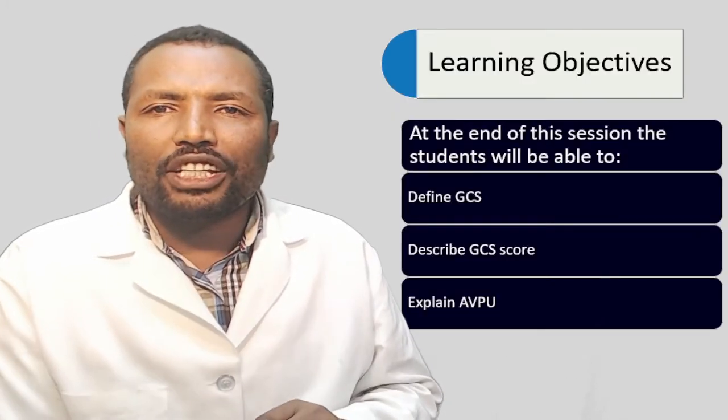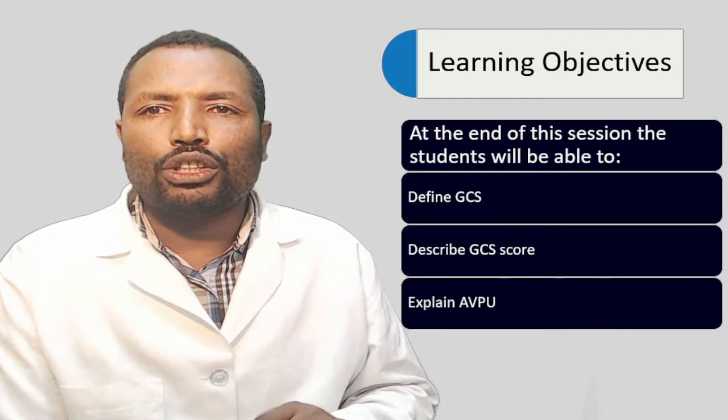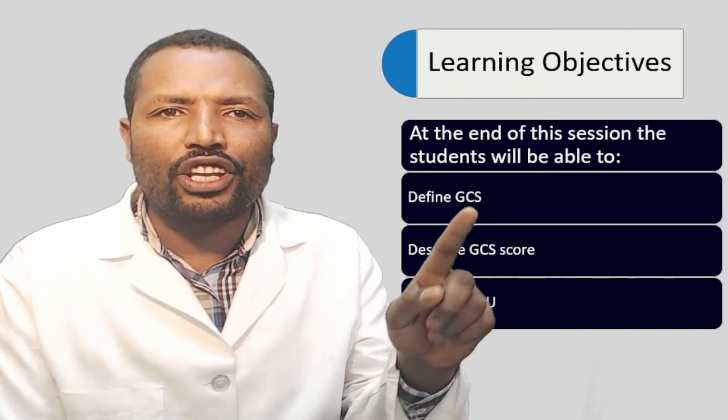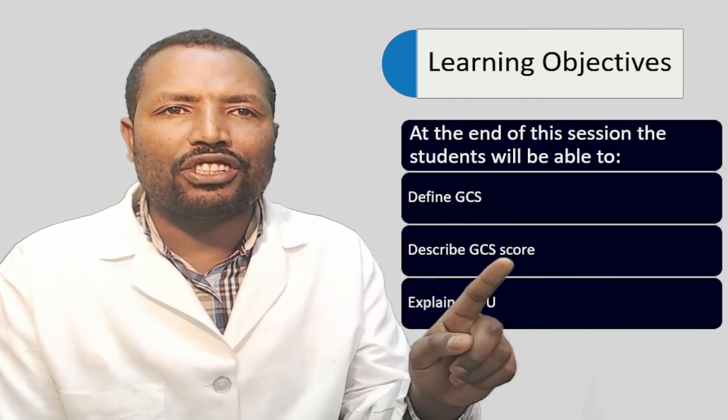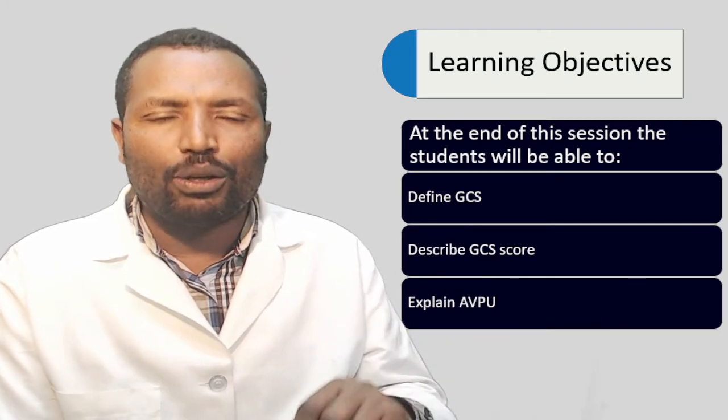Learning objective: at the end of this session, the student will be able to define the GCS, describe the GCS score, and explain AVPU.